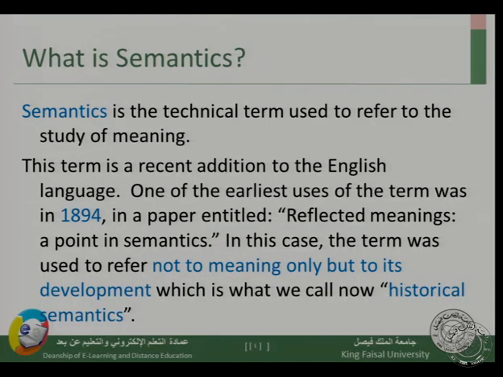One of the earliest uses of the term was in 1894, and it was used in a paper called Reflected Meanings, a Point in Semantics. But in this paper it wasn't used in the way that we use it today. It was used to refer to historical semantics, which is the study of meaning and its development. So the development of meaning is not really how we use the term semantics today. We use historical semantics to refer to this meaning. So the meaning changed from what it was in 1894, but this is one of the earliest uses of the term in the English language.